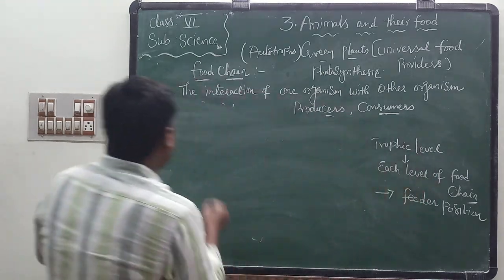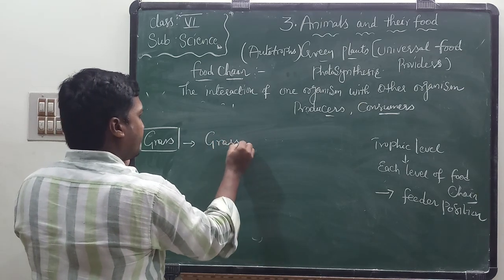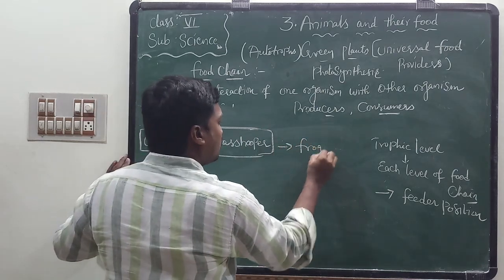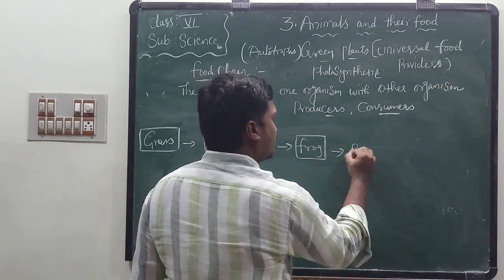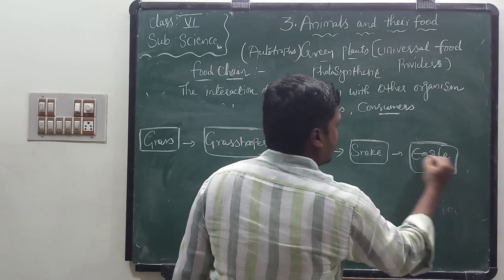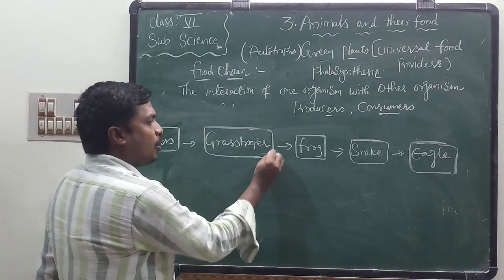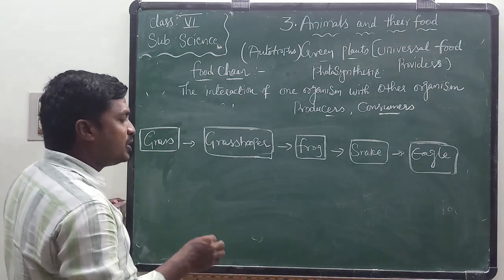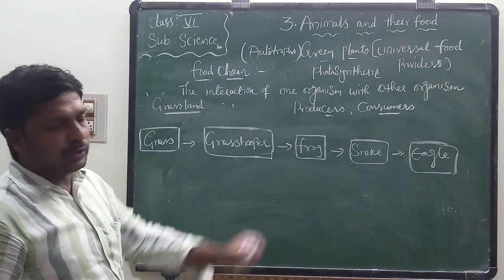Now, grass, grasshopper, frog, 4th level, that is snake, 5th level will be eagle. We already learned one food chain previously, no? That is the food chain present in the forest ecosystem. So if you observe this food chain, we can find 5 levels. This is the large food chain which we can find in grassland. Grassland means Gaddi Maidanalu. So here we can find 5 steps.